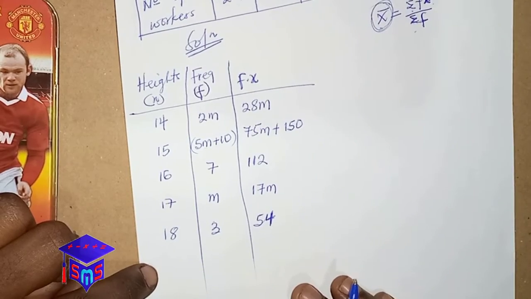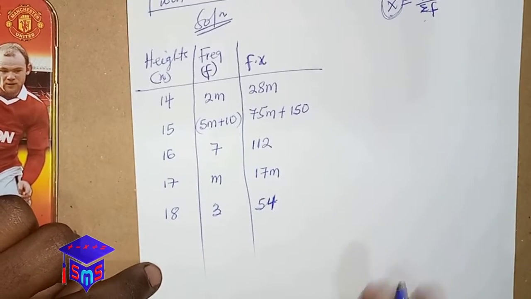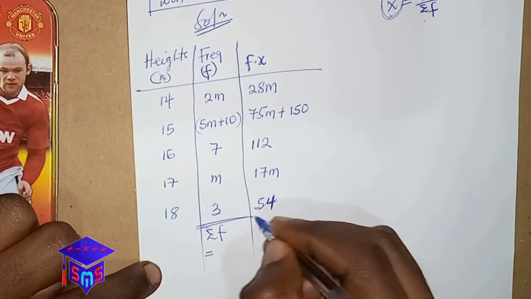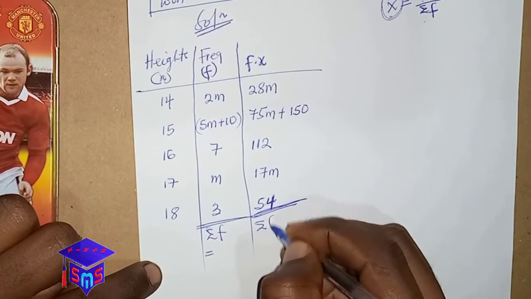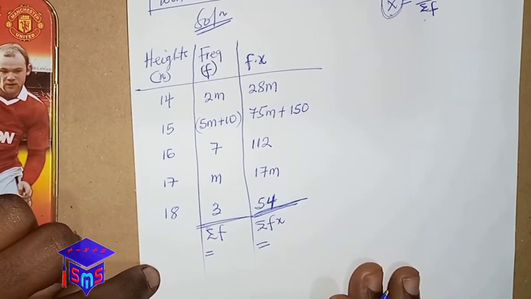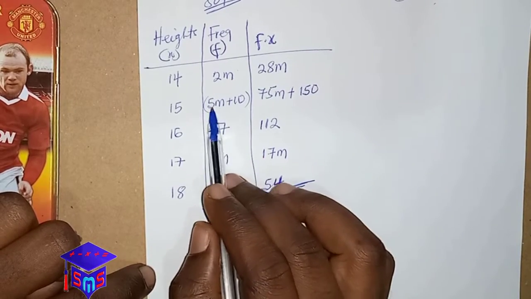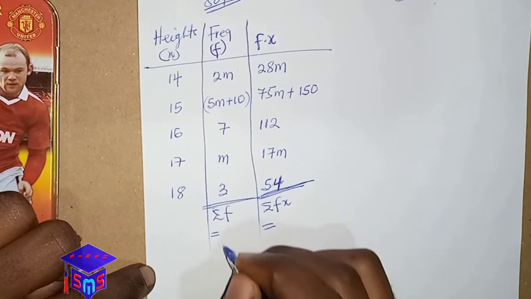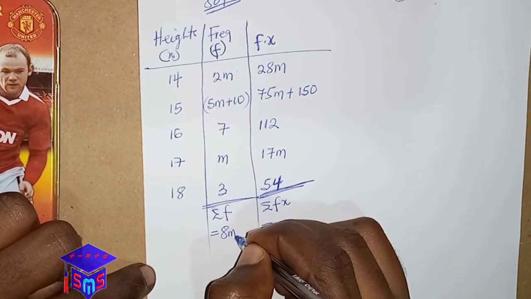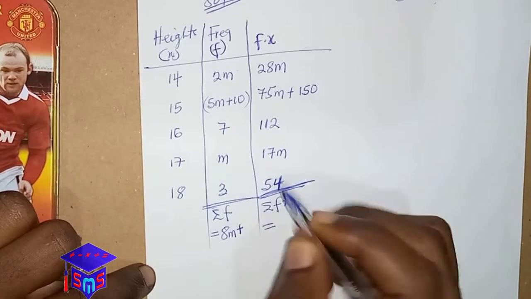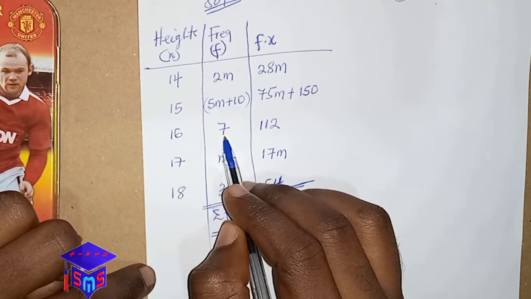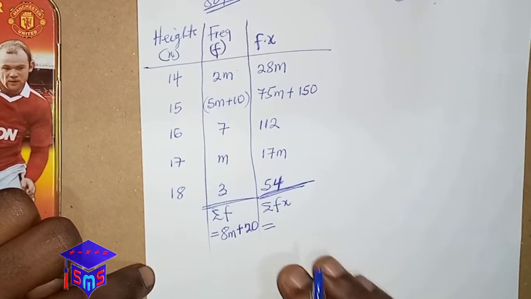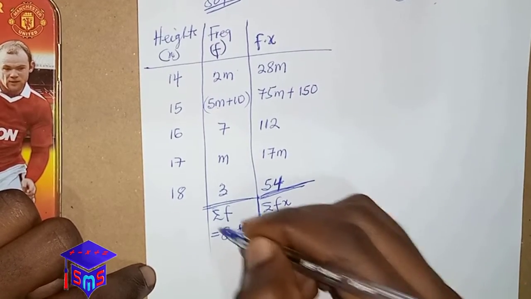And then 18 times 3 should give us what? 54. Now that we have these values, you go ahead and find sigma f, and then also find summation of sigma fx and see what you're going to get. So 2m plus 5m, 7m plus m should give us 8m. So we are having 8m, then plus 10 plus 7 will give us 17, then plus 3 will give us 20. Okay, so that's what we have for sigma f.